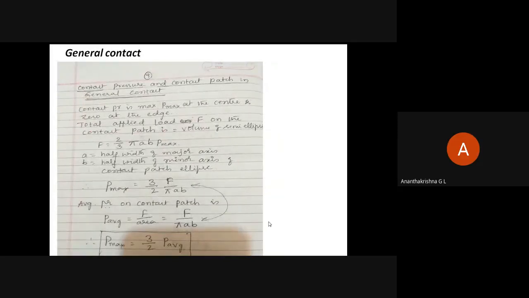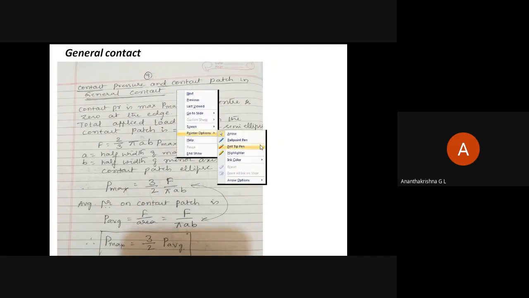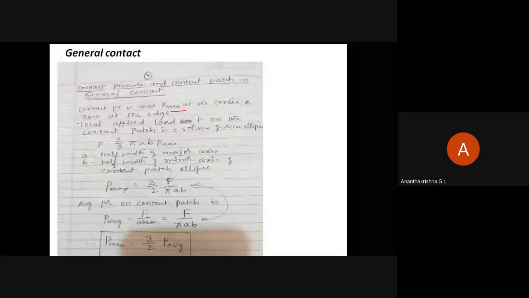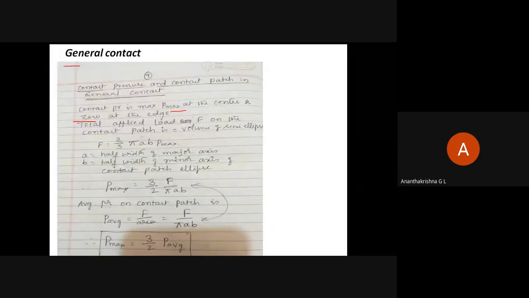So for general contact, the contact pressure and contact patch is what we need to learn now. Here again, as usual, we need to find P max, the maximum pressure at the center, and zero at the edge. And the total load applied F will be equal to the volume of the semi-ellipsoid. So F is equal to 2/3 pi a b P max. From this, we can extract the value of P max.